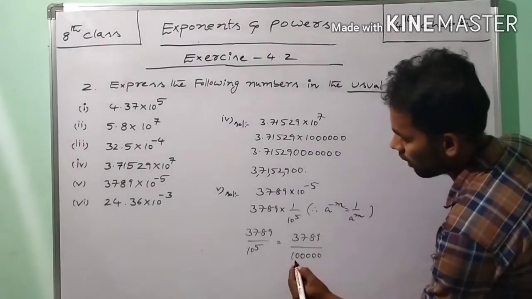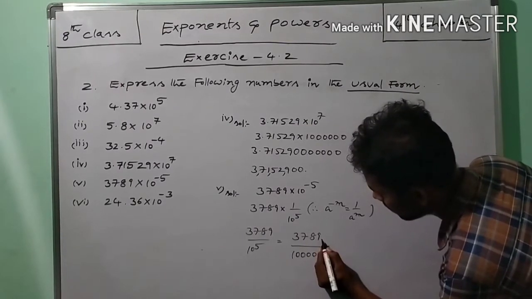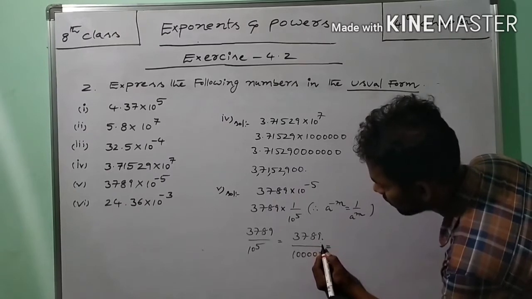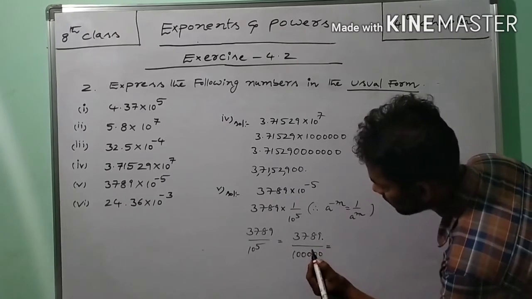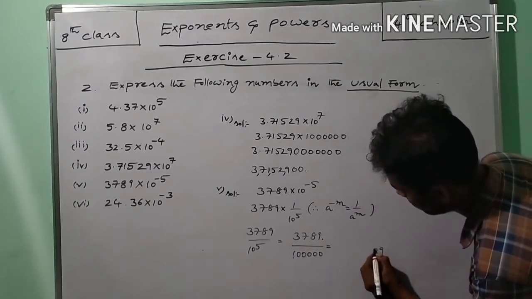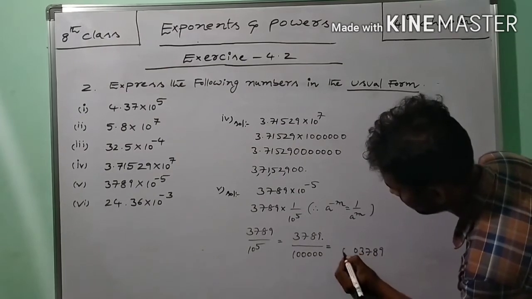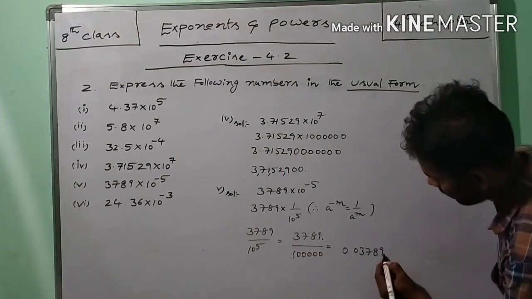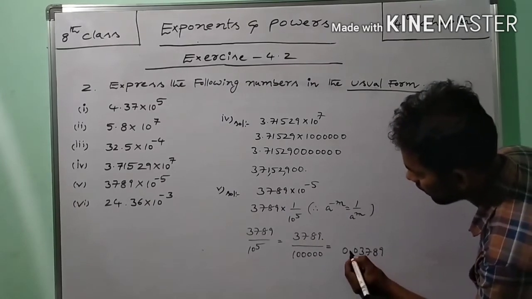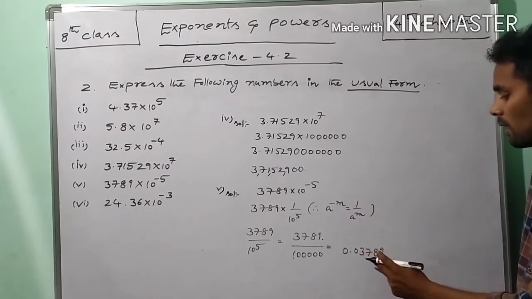3,789 by 1 lakh. Decimal point here. Shift how many places towards the left side? 5 places: 1, 2, 3, 4, 5. That gives 0.03789.